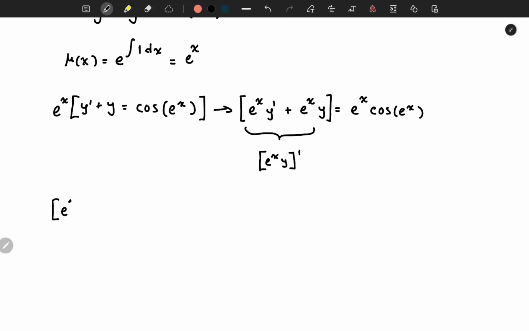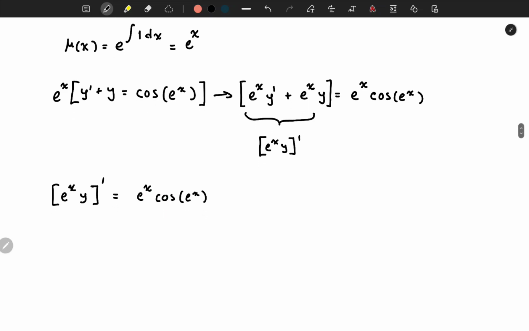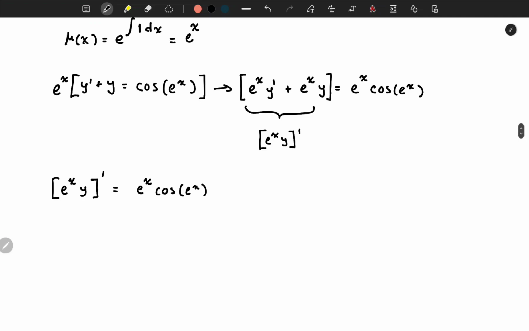So then we have e to the power of x times y in our brackets, and this little apostrophe just denotes differentiation. And so that is equal to e to the power of x cos e to the power of x. And so now we have to differentiate both sides.